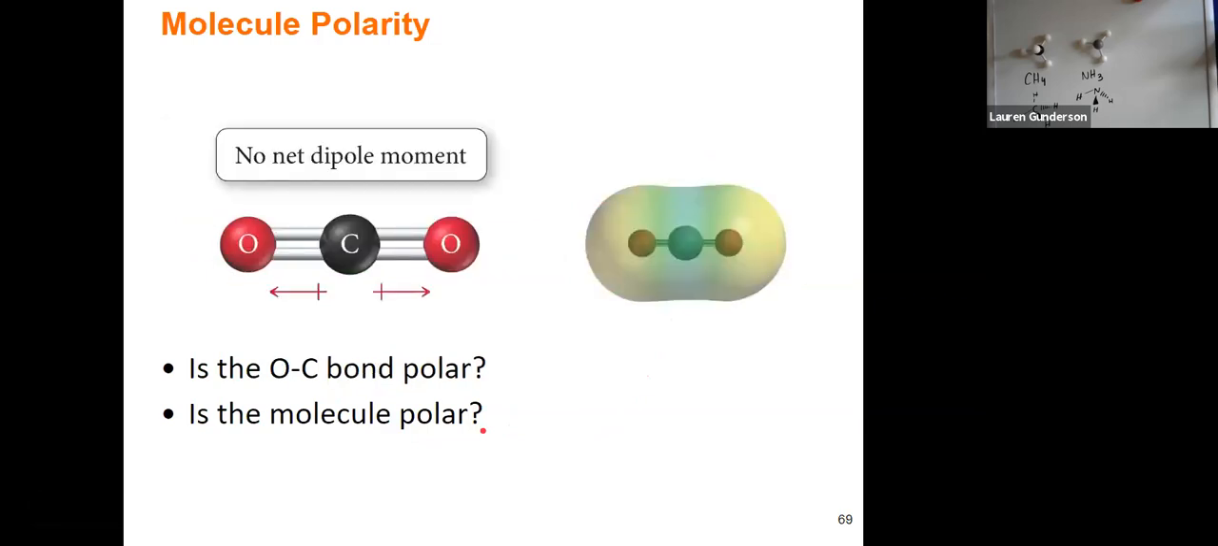Okay, now over here in this next example, we have a carbon with two oxygens attached.